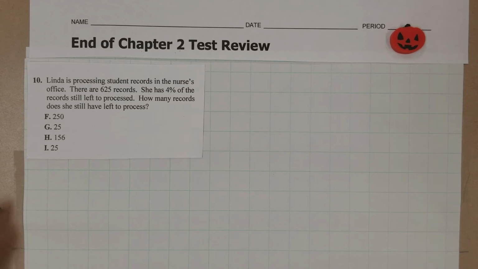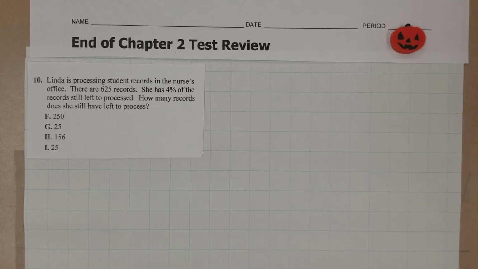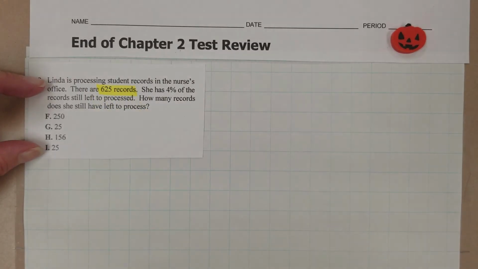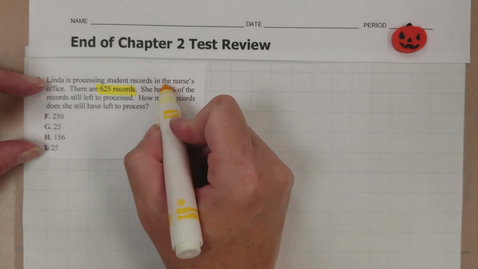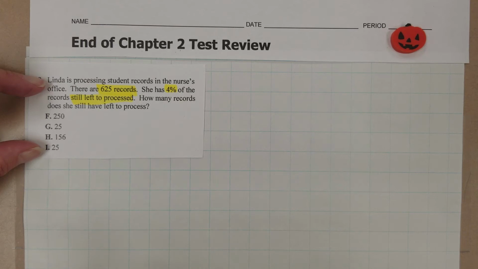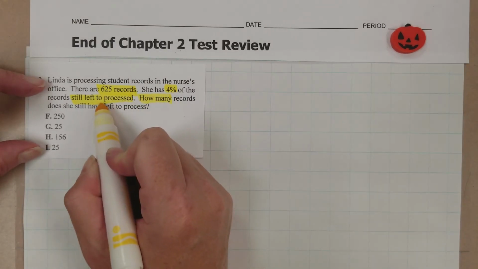Question number 10. Linda is processing student records in the nurse's office. There are 625 records. She has 4% of the records still left to process. How many records does she still have left to process? So this is what we know. There are 625 records in all. 4% are still left to be processed. And our question is, how many are left to process?